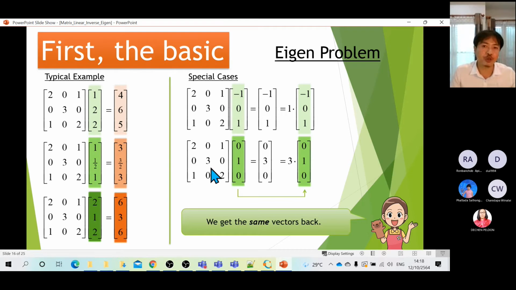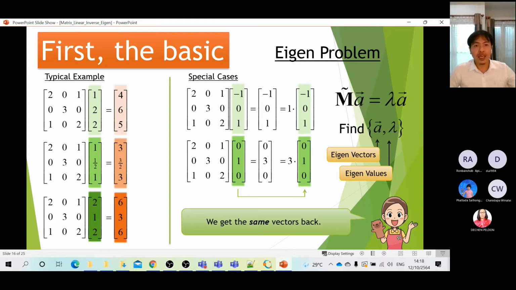How do we find these special cases? Well, the answer is you use a software package, you use Python code, you use Wolfram Alpha, and so on. That is the official writing of this problem. We have matrix M. You want to find a vector A which, when multiplied by M, gives you back the same vector with a constant in front.